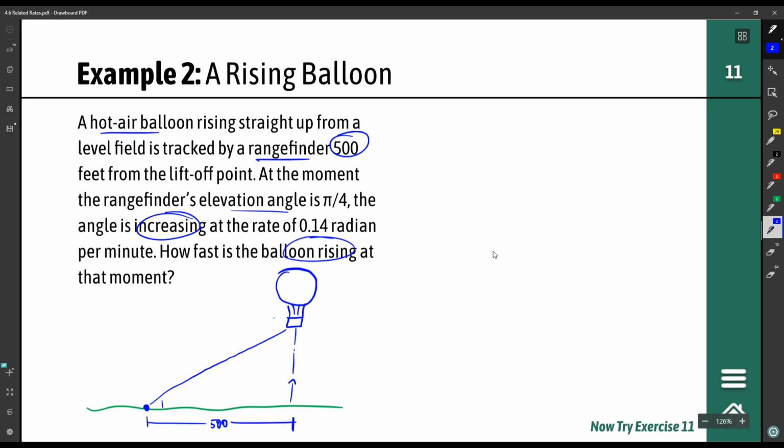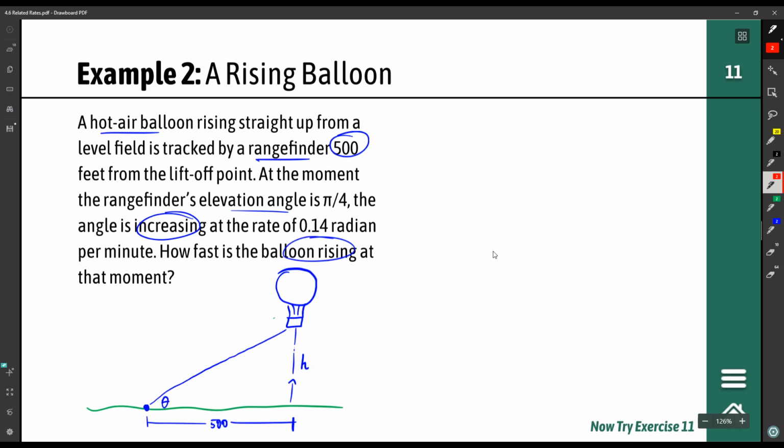And that angle is changing as the hot air balloon rises. Now, the only thing I haven't really labeled on here that I probably should is something to do with the height of the balloon, because we want to know how fast it's rising. So let's just call that h, the height of the balloon. So there's our model. And the next step is to write an equation that relates all of these pieces.